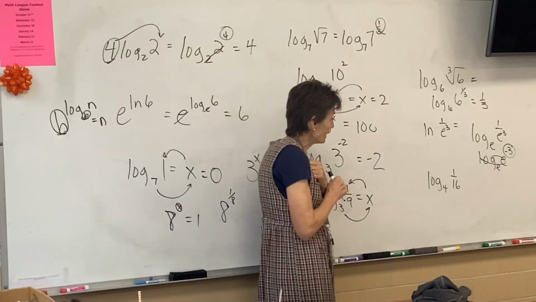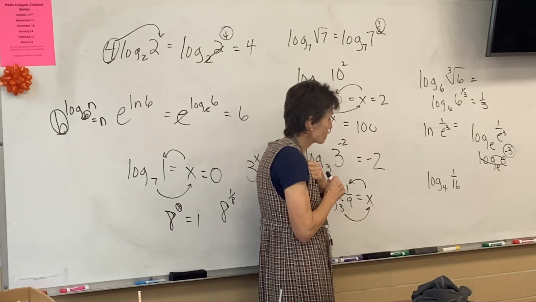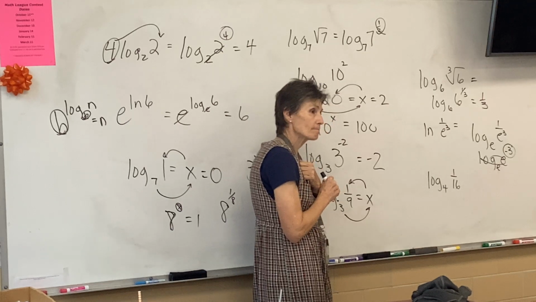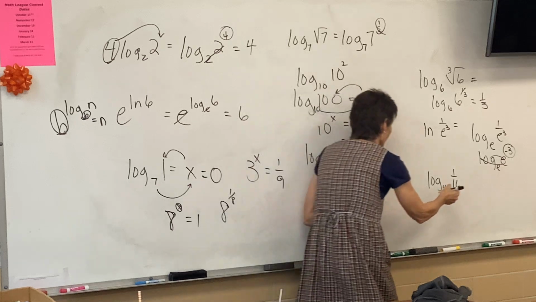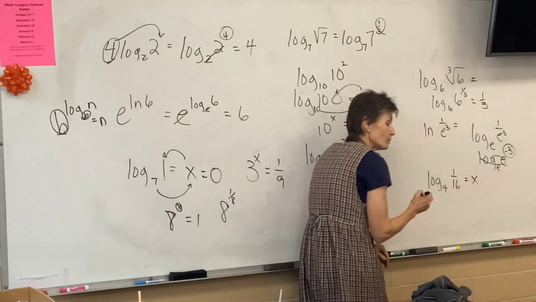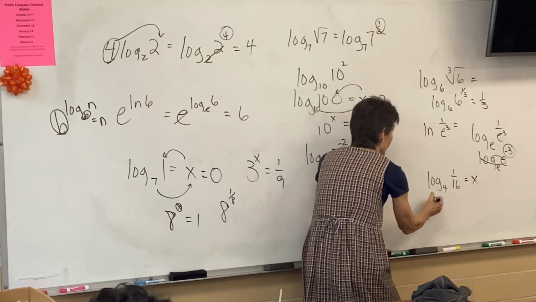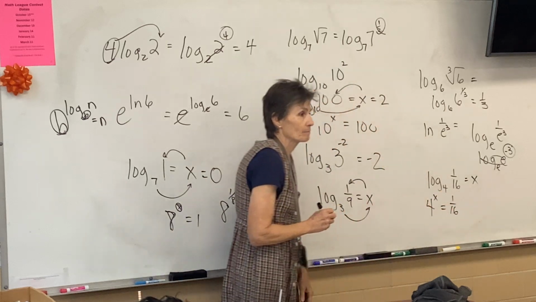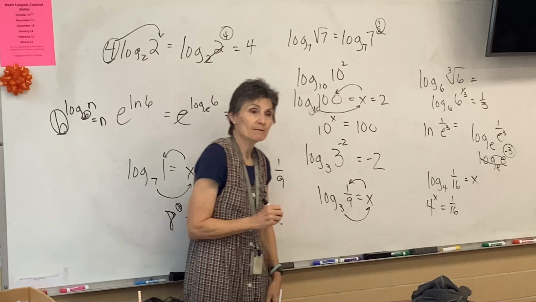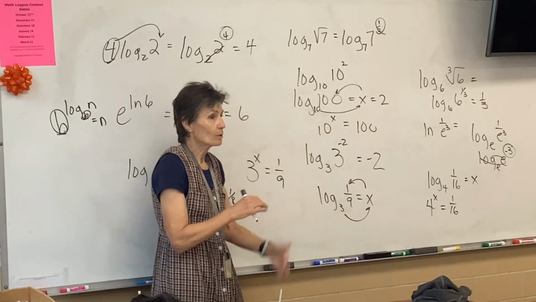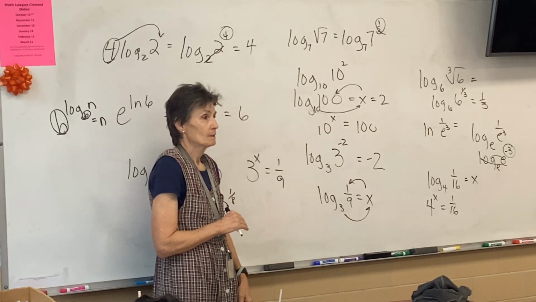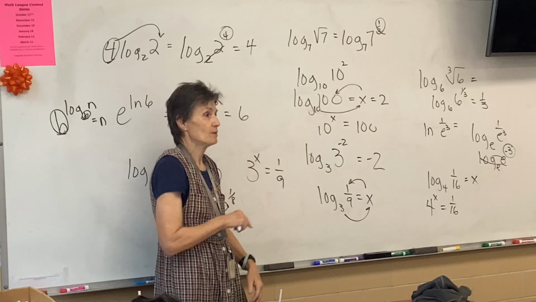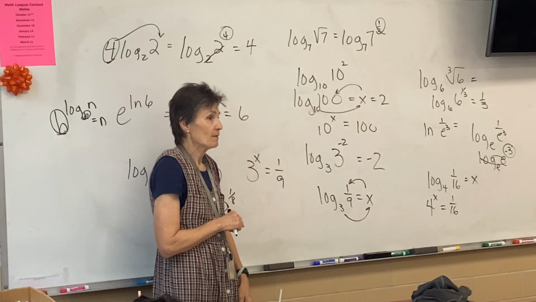Any thoughts on that last one? Well, you can always loop-de-loo it, guys, always. You don't need to do tricky things. So 4 to the x equals 1/16. Yep, -2. You can always do it that way. Set it equal to x and loop-de-loo it, if that's easier for you.